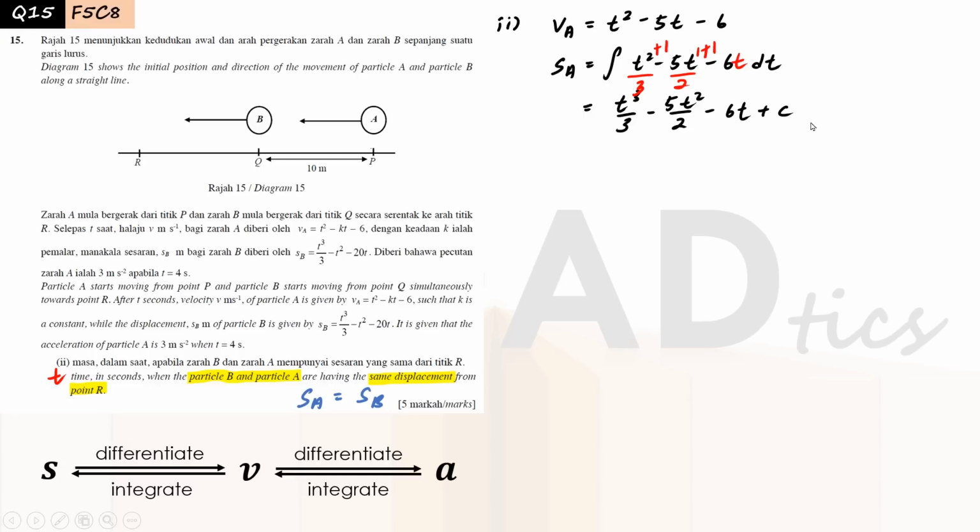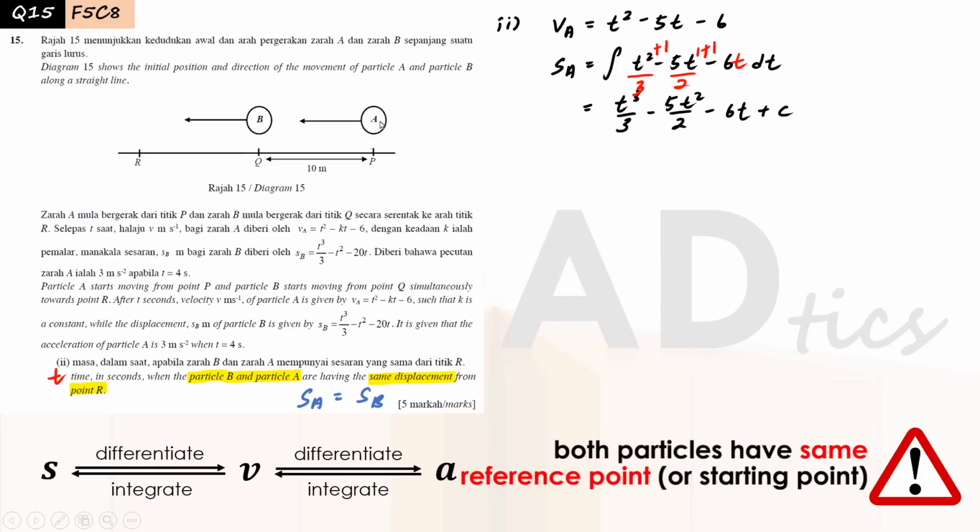So to find the value of C, let me go back to this diagram. Alright, so as we know, these two particles have different starting points, right? And in our question, we are finding the time where they have the same displacement from point R. So it's good that these two particles have the same starting point, meaning they would just refer to one starting point.